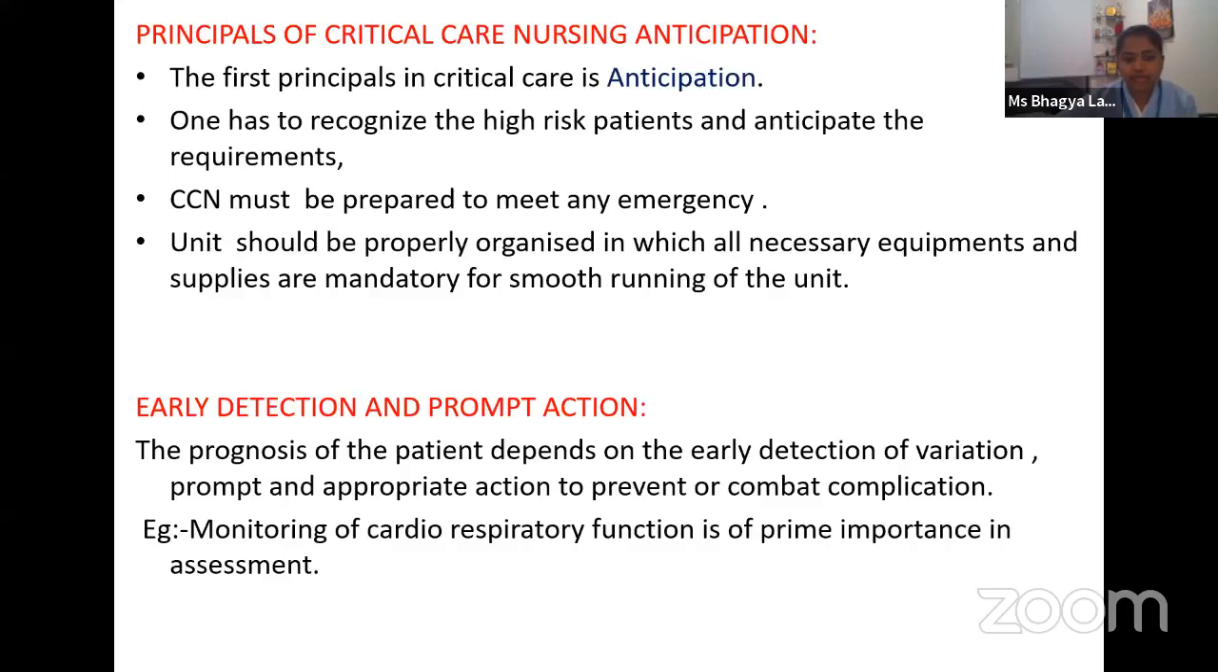Early detection and prompt action. The prognosis of the patient depends on early detection of variation, which directly depends on the nurse who is dealing with the patient, because we are available 24/7 at the patient bedside. It is our prime responsibility to assess the patient and ensure early detection and prompt action.